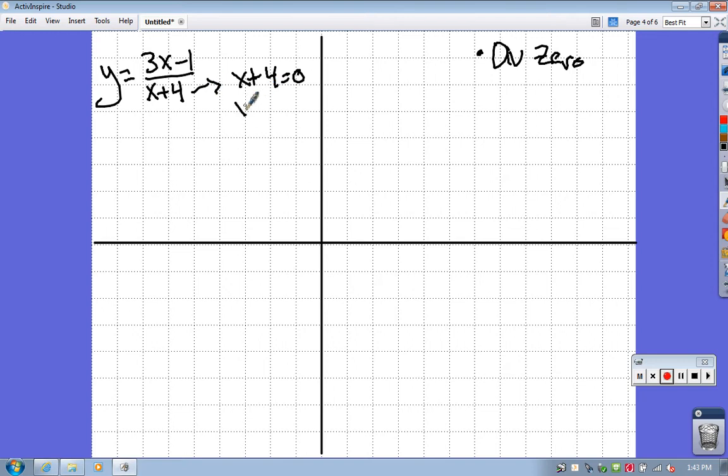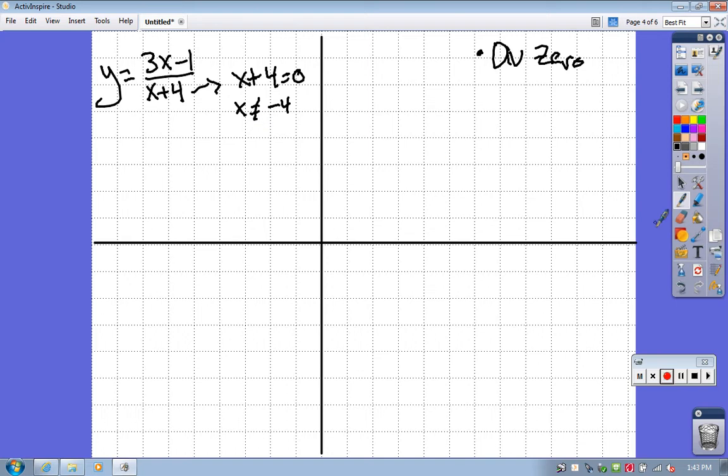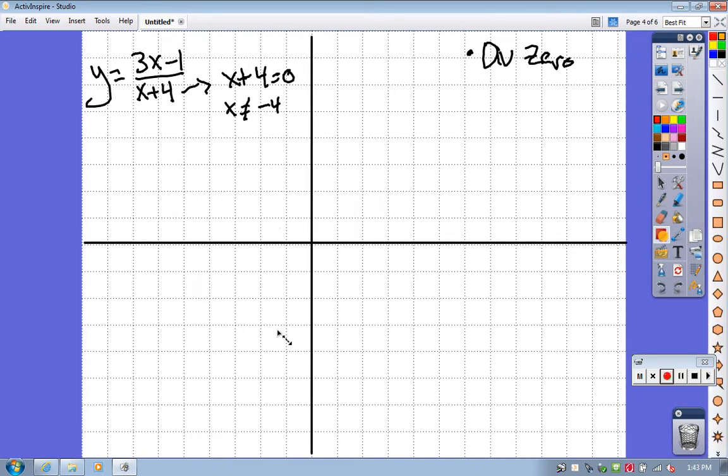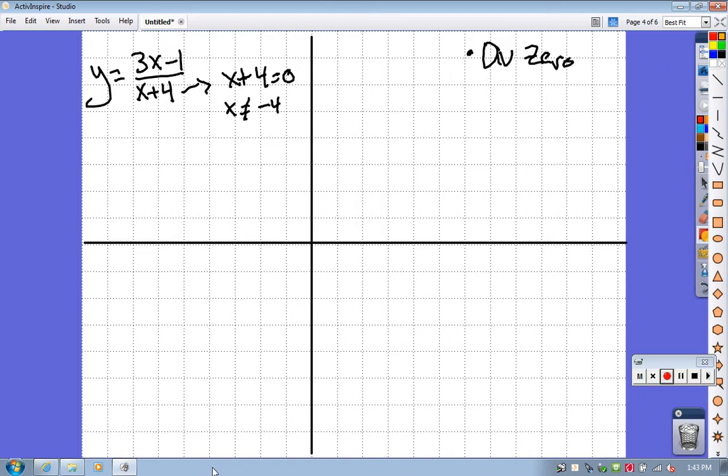Subtract 4 from both sides. X is negative 4. So x cannot be equal to negative 4. So that tells me where one of my asymptotes is, one of my vertical asymptotes. Let me sketch it. 1, 2, 3, 4. That's here.